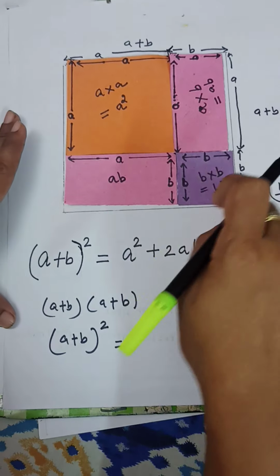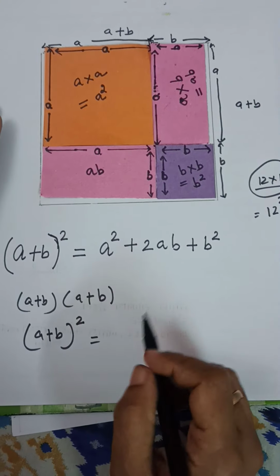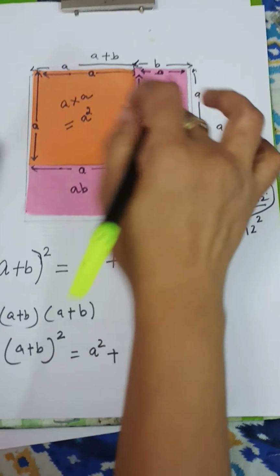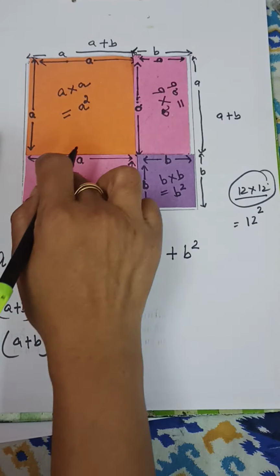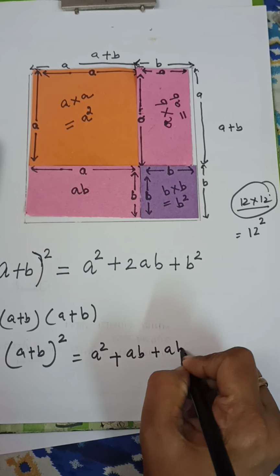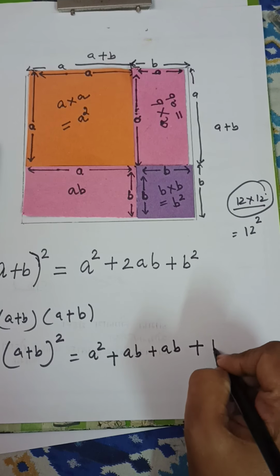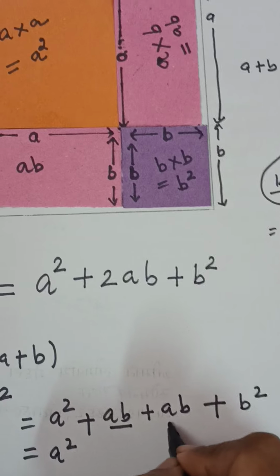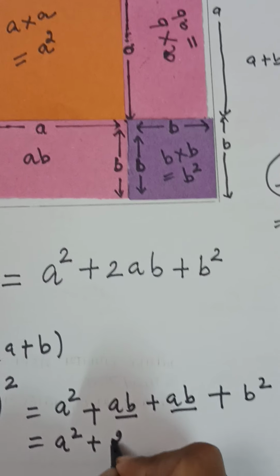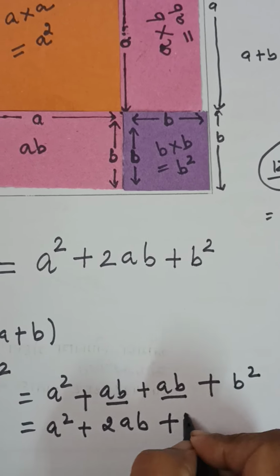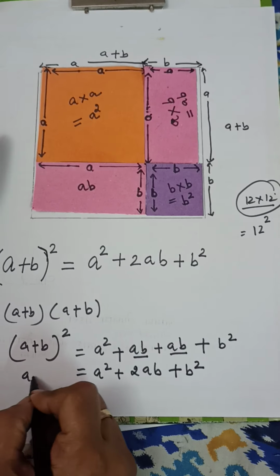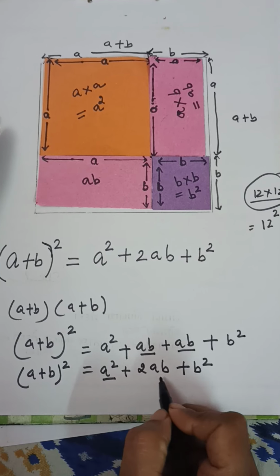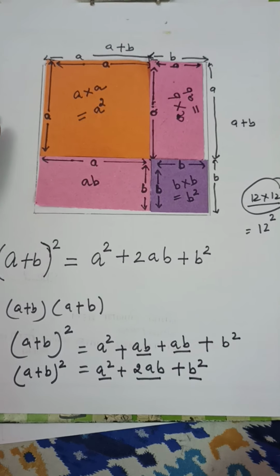Now the area of this big square is equal to the area of 4 pieces. Which ones? This square, this rectangle, and this small square. What is this? A square, AB, 1 AB and 1 AB. How many AB? 2AB plus B square. So you can see A plus B whole square is A square plus 2AB plus B square.